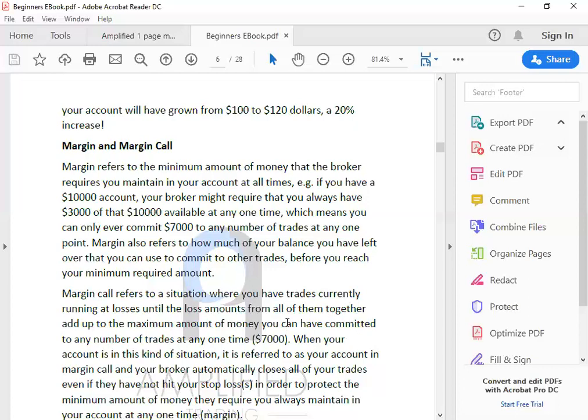Right, back in the day, they used to literally give you a call, which is why it's called a margin call. They would call you and ask you to deposit more funds into that trading account of yours. But now they don't need to do that. They'll just close all your losing trades without telling you anything, without sending you an email or anything of the sort. Okay.